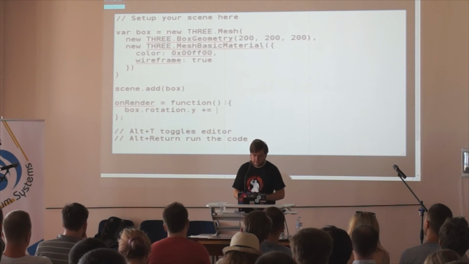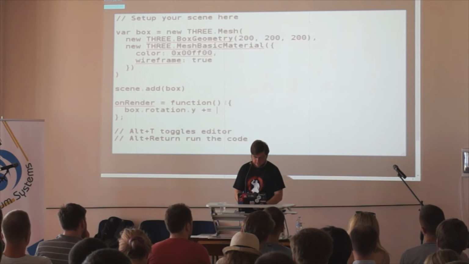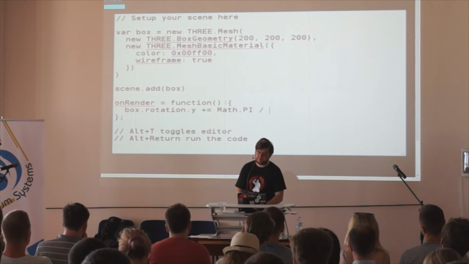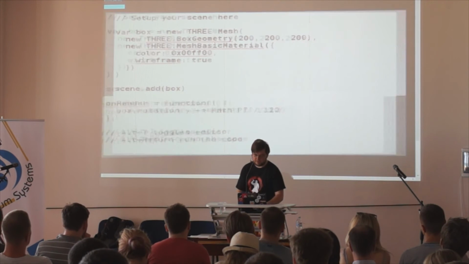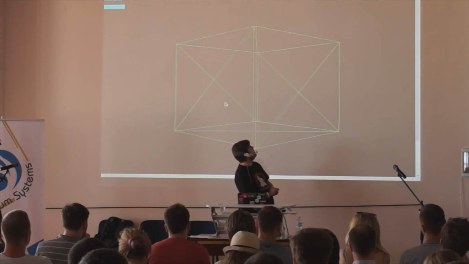6.28 something something. So I'm going to do, you know what? So this would be a half rotation. That's quite fast at 60 frames per second. So I'm just going to slow it down a little, and then I have a rotating cube.